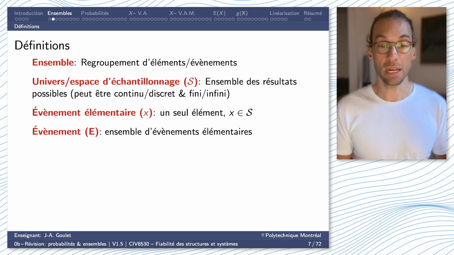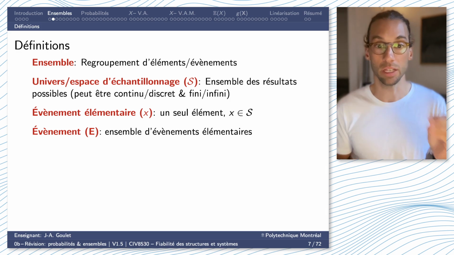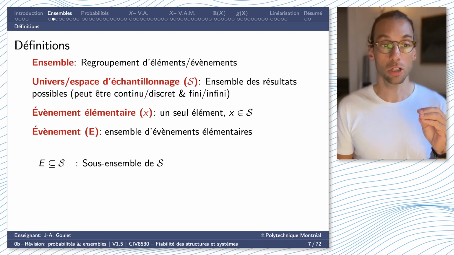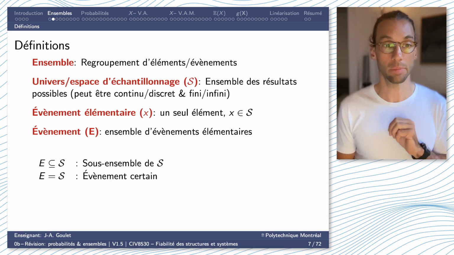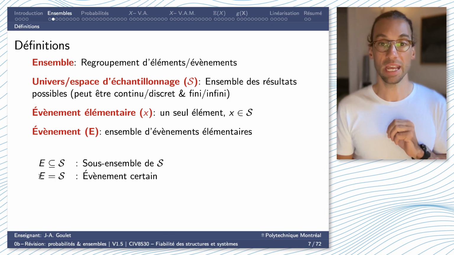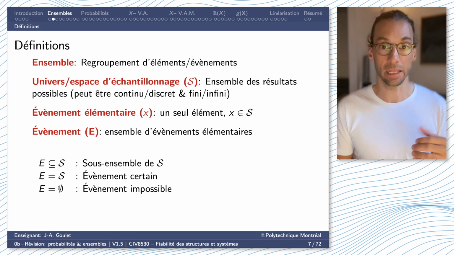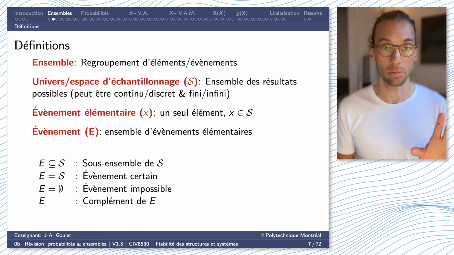Then we can have an event. So an event is going to be a collection of elementary events. And we can write something like this. So an event E belongs to the sampling space. It's going to be a subset of the sampling space. We're going to say our event E is a certain event if E equals the sampling space. We're going to say that E is an impossible event if it equals the null ensemble.